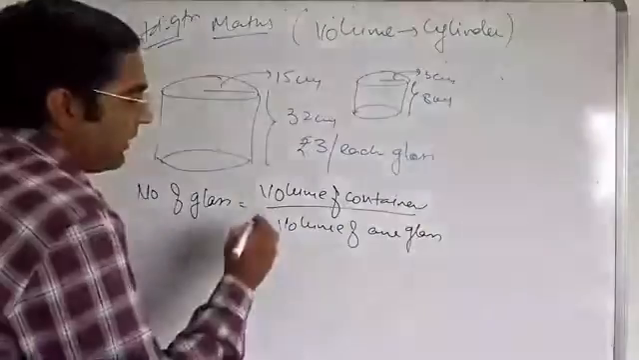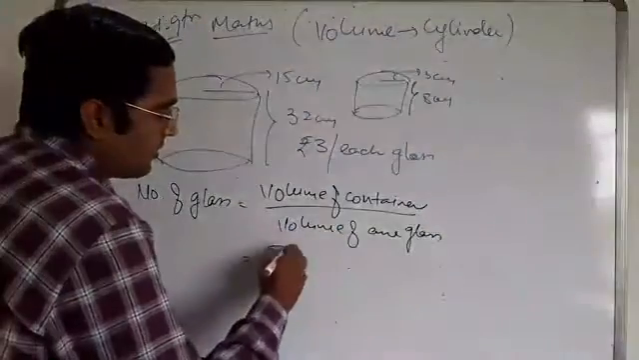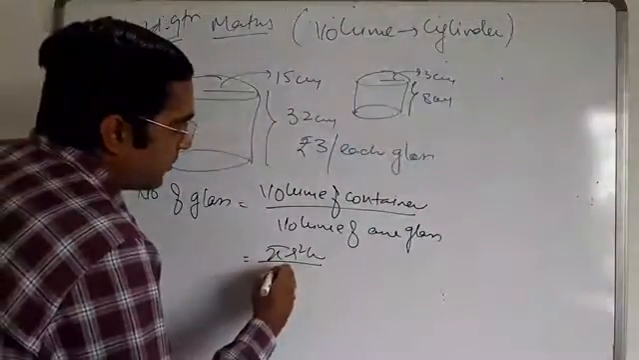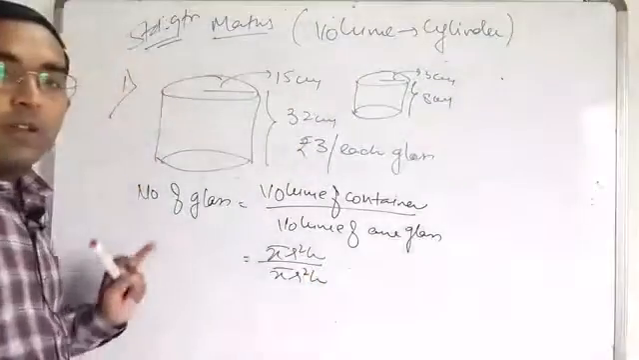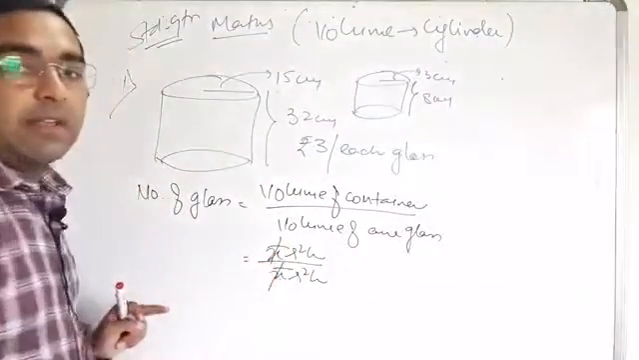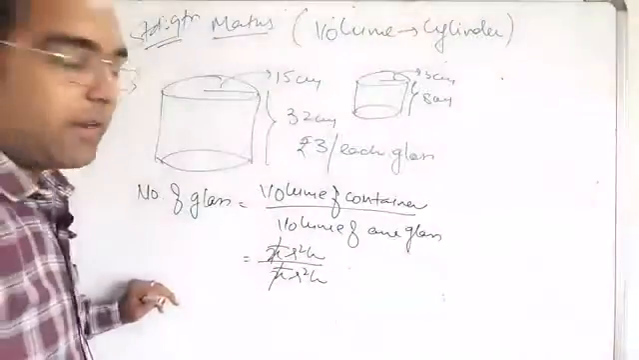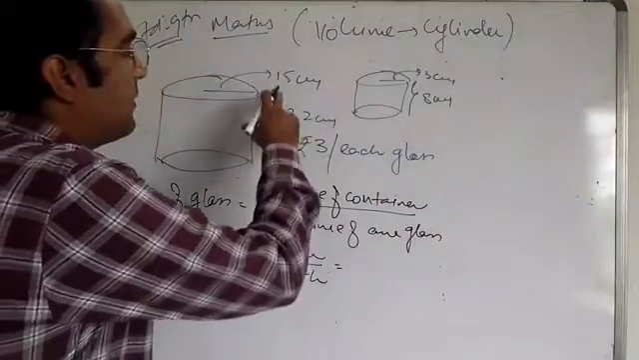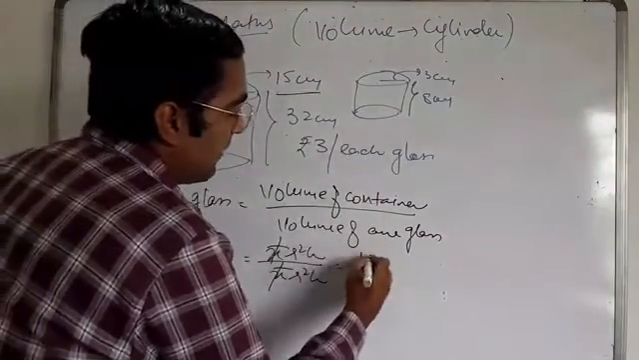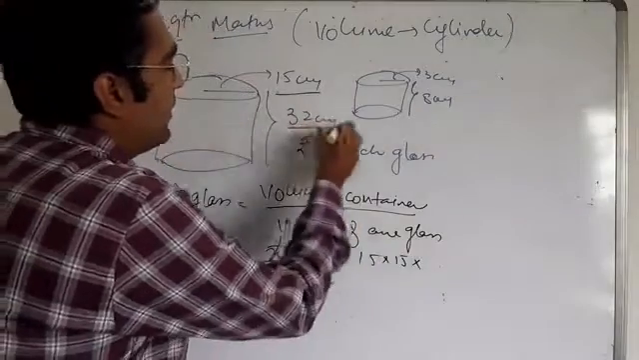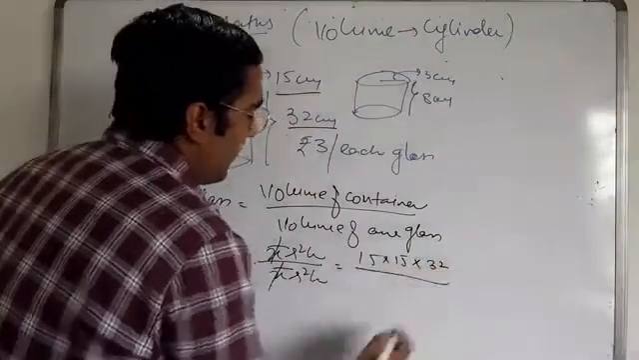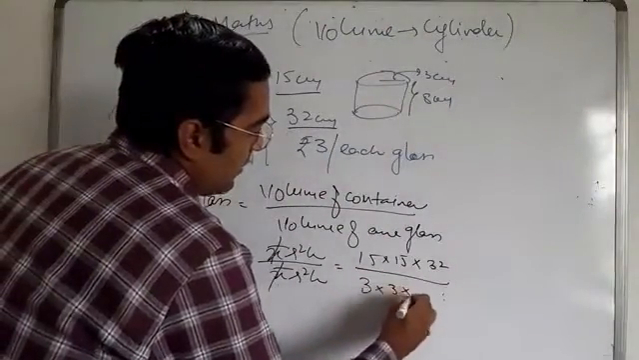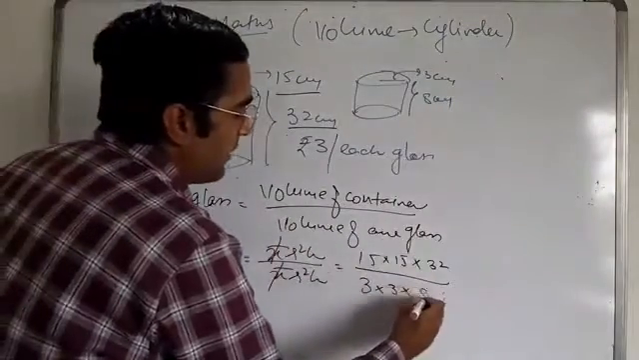The volume of the container is pi r square h, and the volume of the glass is also cylindrical, so I divide by pi r square h. Now pi cancels out from both of them. Therefore the radius of the container is 15 centimeter, so I multiply 15 into 15 into the height of the container, 32 centimeter, divided by the radius of the cylindrical glass, 3 centimeter, so 3 into 3, then the height of the glass, 8 centimeter.